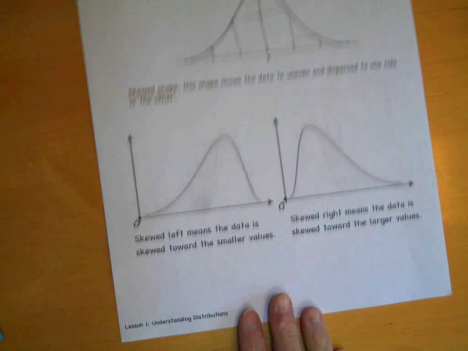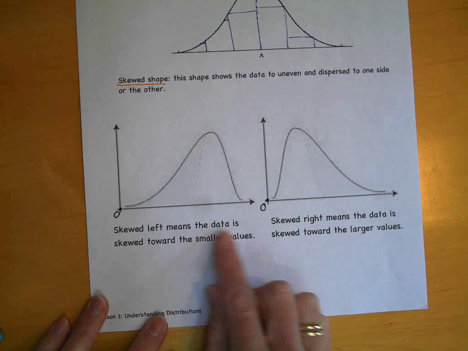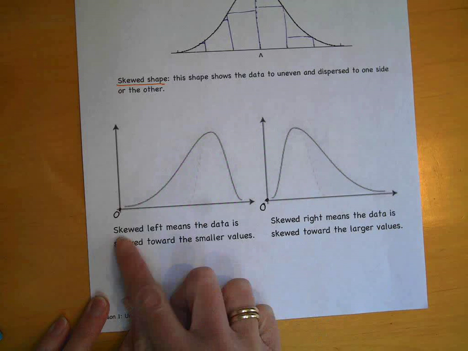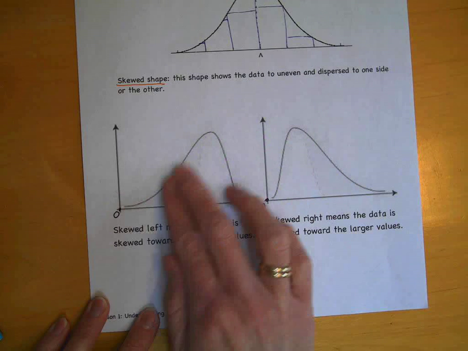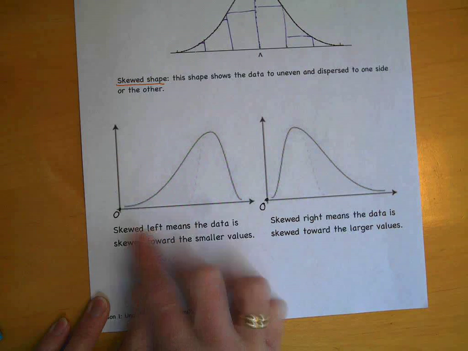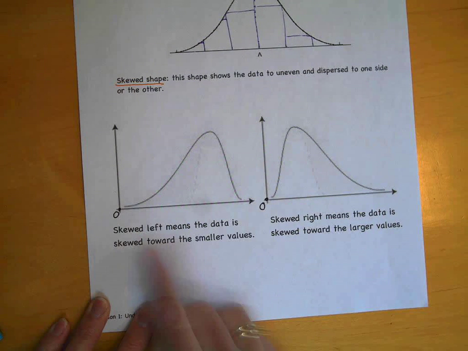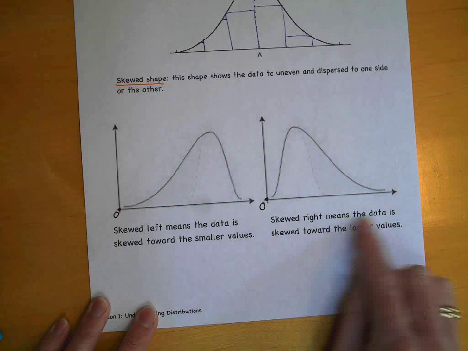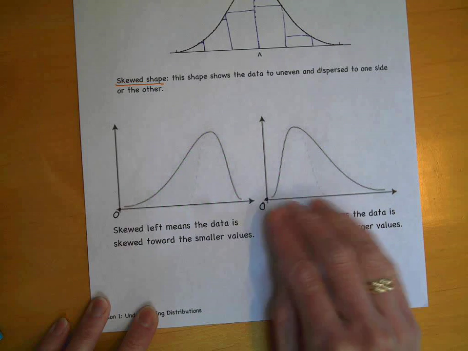So the skew shape shows the data to be uneven and dispersed to one side or the other. And so what we have to do to explain this is, skewed left means the data is skewed towards the smaller values. Skewed left. Left is over here, but look, it's low on the left and high on the right. So it's called skewed left. That means move away from the left and get bigger. Skewed left means the data is skewed towards the smaller values.